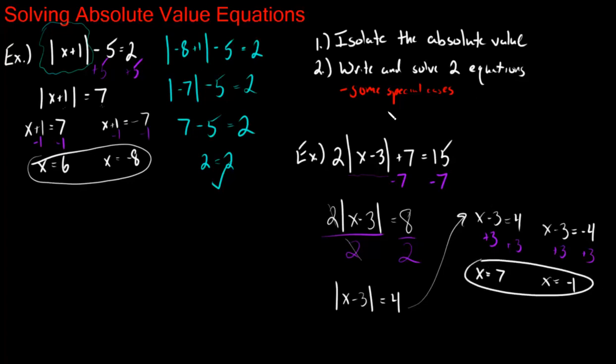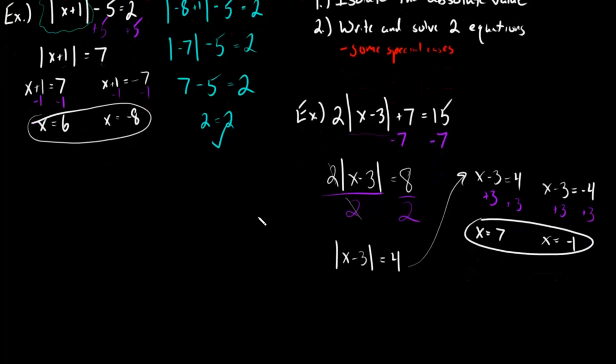Now, there are some special cases, and I want to get to those, okay? So, for example, let's say we had something like the absolute value of 2x plus 1, minus 3, is equal to negative 3. Okay, so we have the absolute value of 2x plus 1 minus 3 is equal to negative 3.